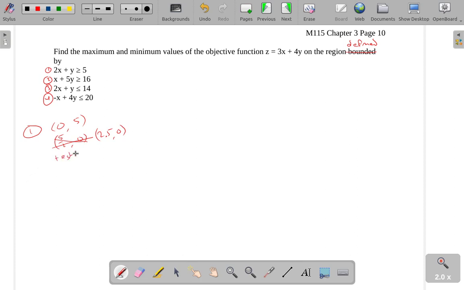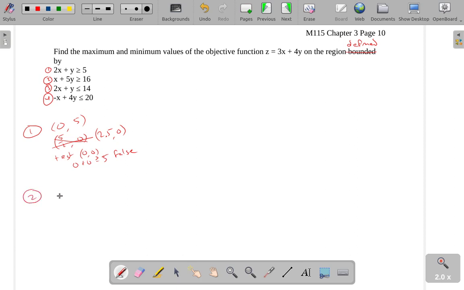Let's test the origin. I know it doesn't go through the origin because neither of the intercepts are the origin, so I can test it. I get 0 plus 0 is greater than or equal to 5, which is false. So when we go to graph this, we're going to be shading away from the origin. I'm going to do this for the other lines as well.